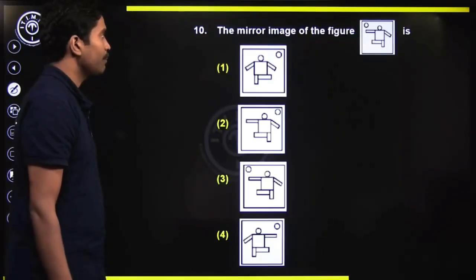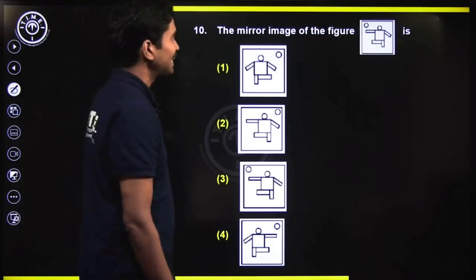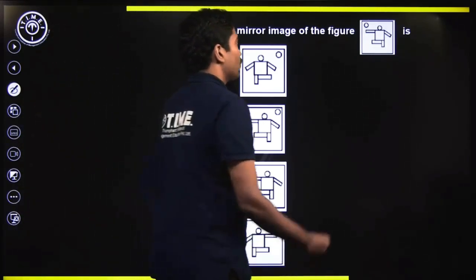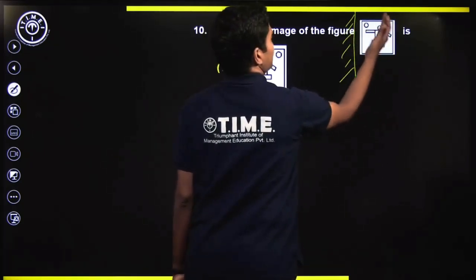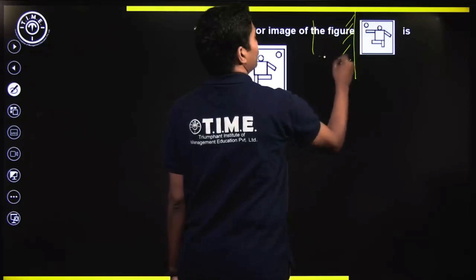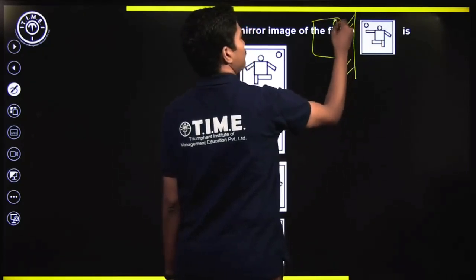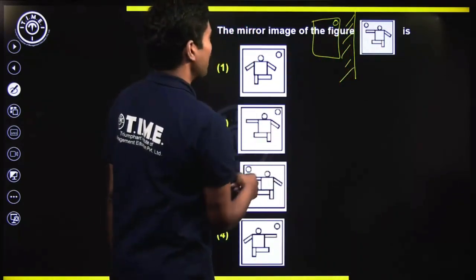Next question. The mirror image of this figure is, alright, what will be the mirror image? Assume here is a mirror, right? We just flip it here. So what will happen? This is what it will look like. This image will come here, right? How many of them? 3 of them have the image here.